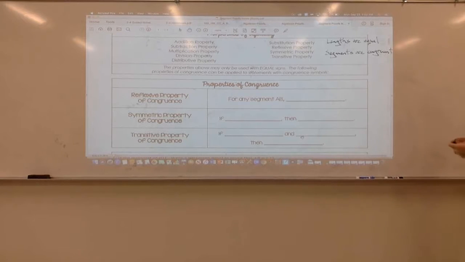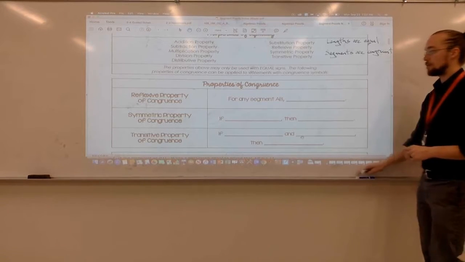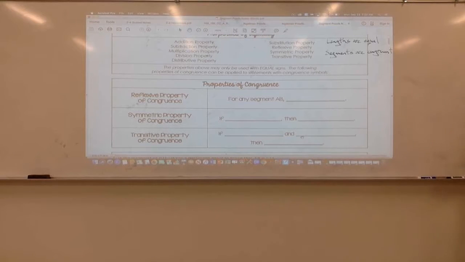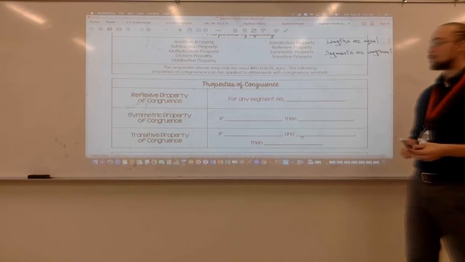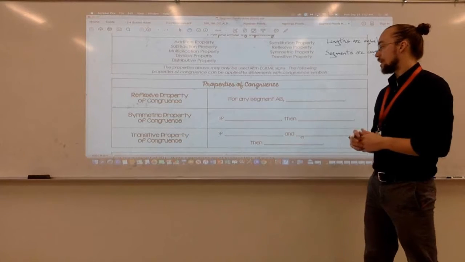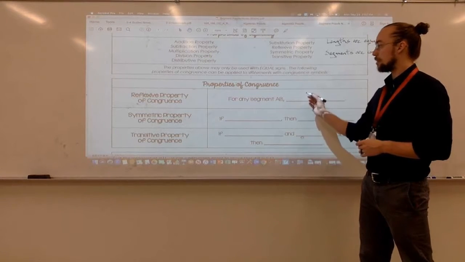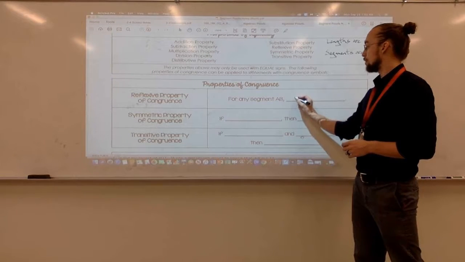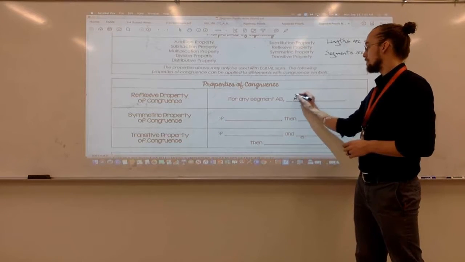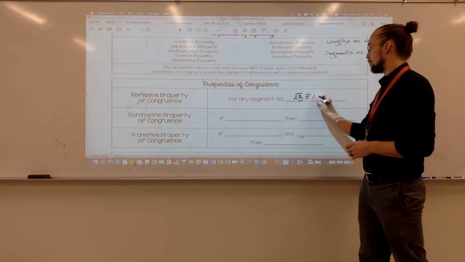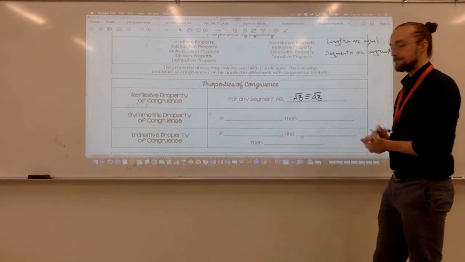So these properties here, we already looked at these properties for equality: reflexive, symmetric, and transitive. So if I have some segment AB, if I'm talking about the properties of congruence, I can say that segment is congruent to itself.